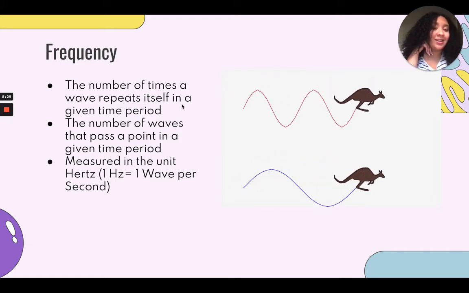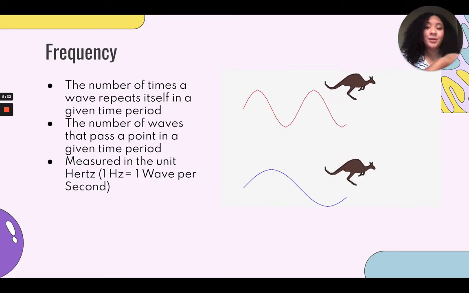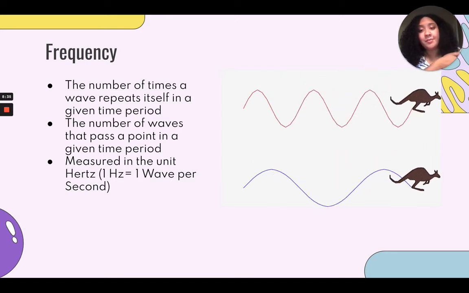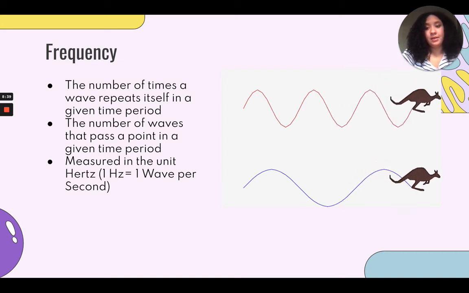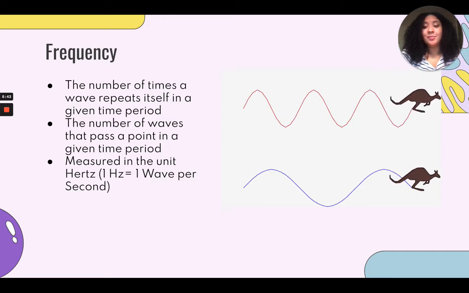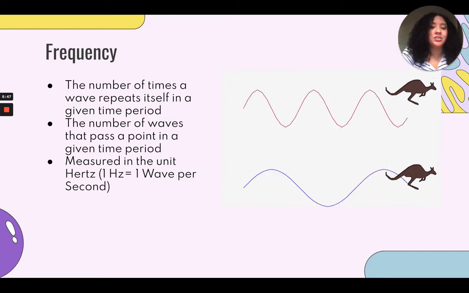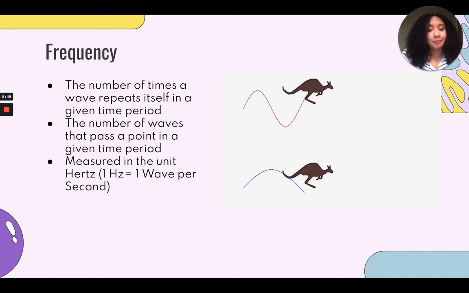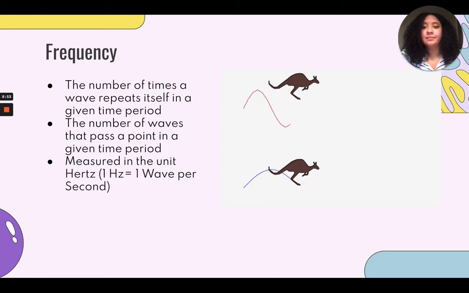You don't need to calculate it for this unit. You just need to know that frequency is the number of times a wave repeats itself in a given time period. It's also measured in the unit hertz. Hertz is just 1 wave per second. So instead of saying 1 wave per second, we just say hertz.